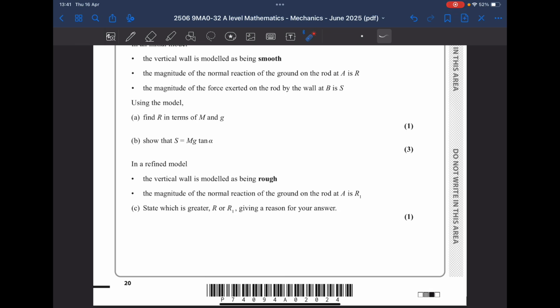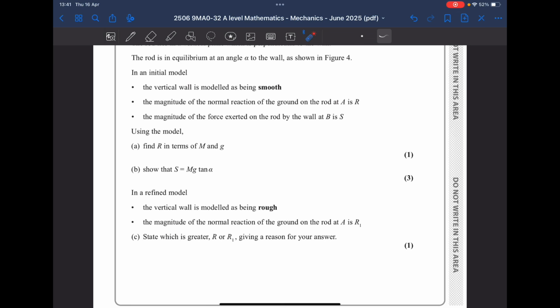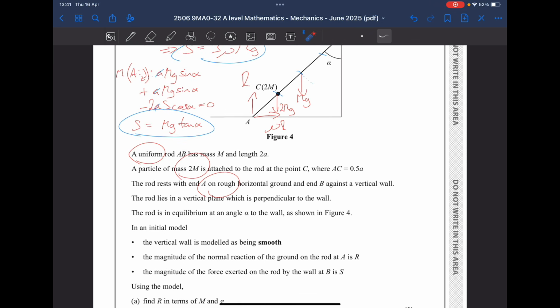In the refined model, the vertical wall is modeled as being rough. The magnitude of the normal reaction on the ground on the rod at A is R1. State which is greater, R or R1, giving a reason for your answer. That's gone right in one and right at the other one. So let's say, okay, now we've got a rough wall. What's happening to the normal reaction force at that rough wall?